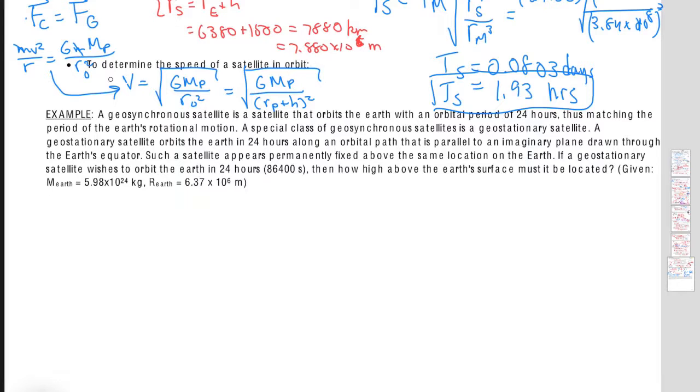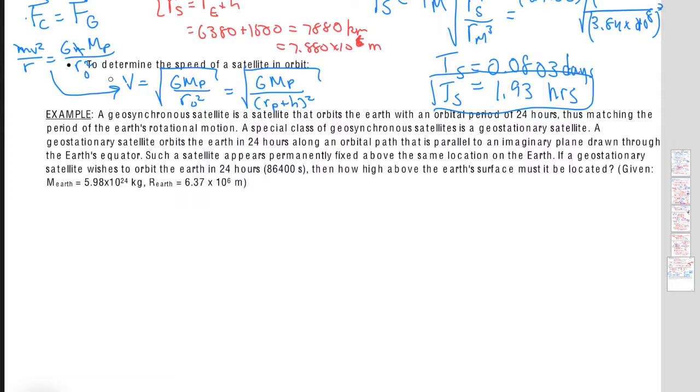Here is our final example problem for this unit. A geosynchronous satellite is a satellite that orbits the Earth with an orbital period of 24 hours, thus matching the period of the Earth's rotational motion. A special class of geosynchronous satellites is a geostationary satellite. A geostationary satellite orbits the Earth in 24 hours along an orbital path that is parallel to an imaginary plane drawn through the Earth's equator. Such a satellite appears permanently fixed above the same location on the Earth. If a geostationary satellite wishes to orbit the Earth in 24 hours, which is 86,400 seconds, then how high above the Earth's surface must it be located?